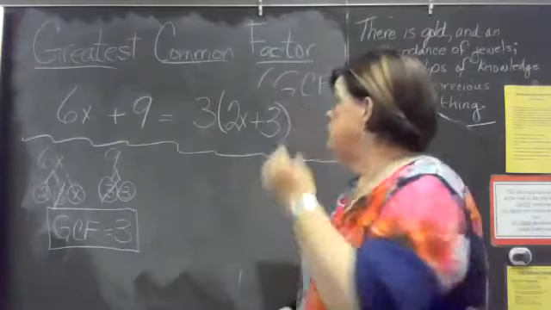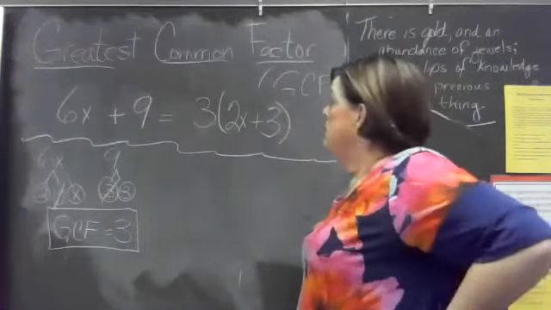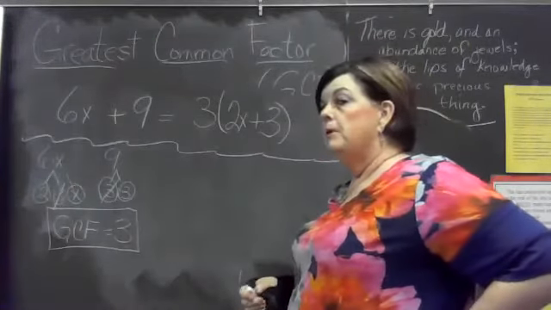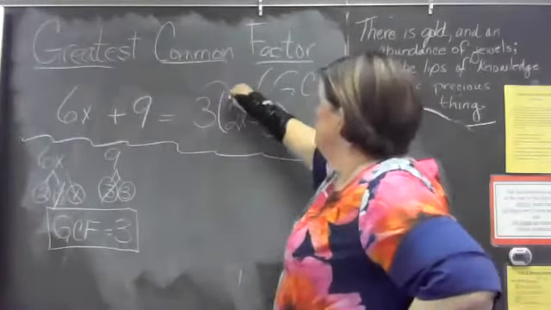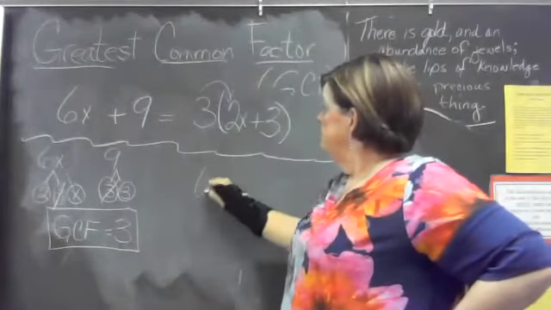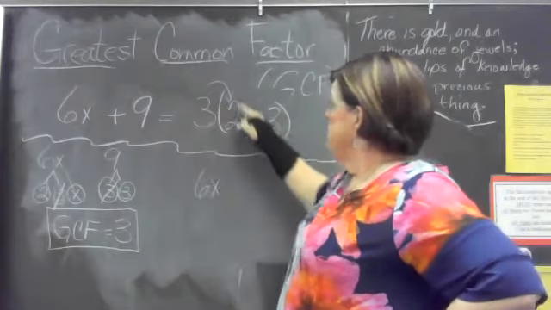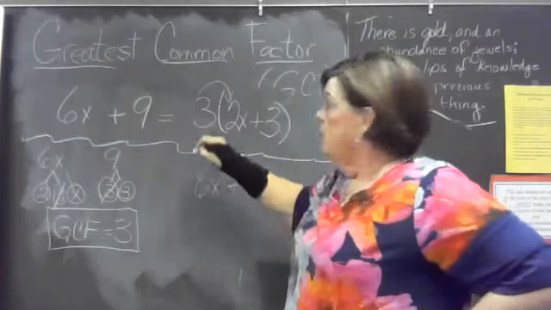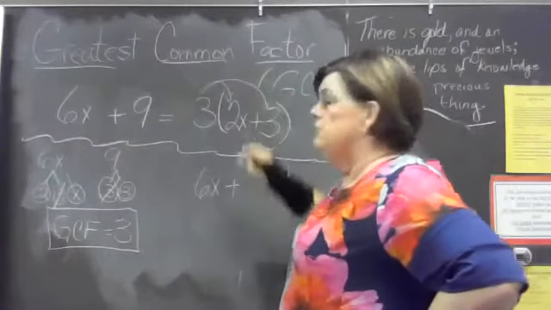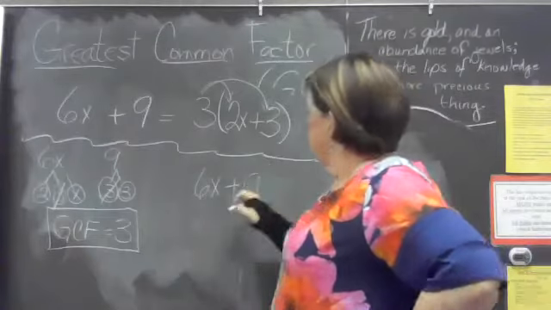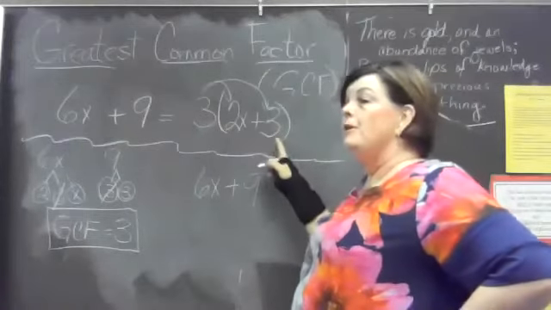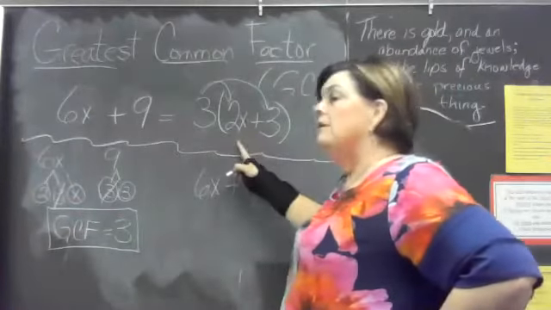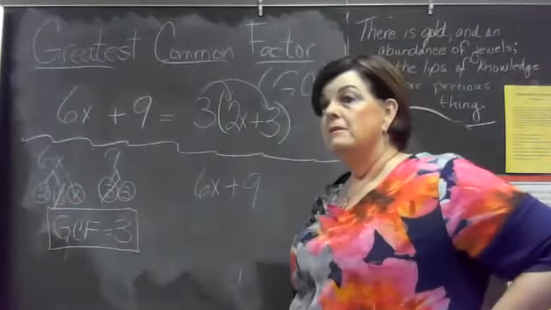Now the way that you can know that you did this correctly is now we're going to go backwards just to check it and do the distributive property. So if you do 3 times 2x, what do you get? 6x. And then 3 times 3, 9. If I can do the distributive property here and get what I started with, then my factoring is correct.